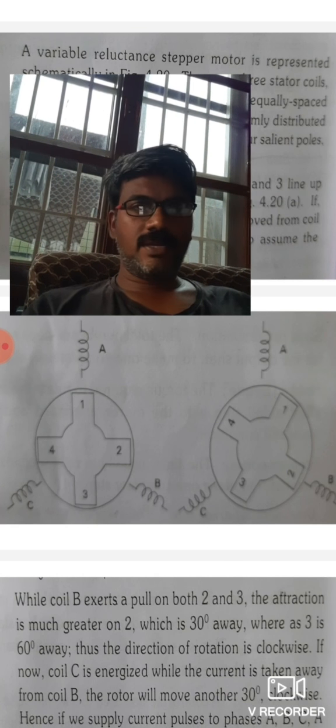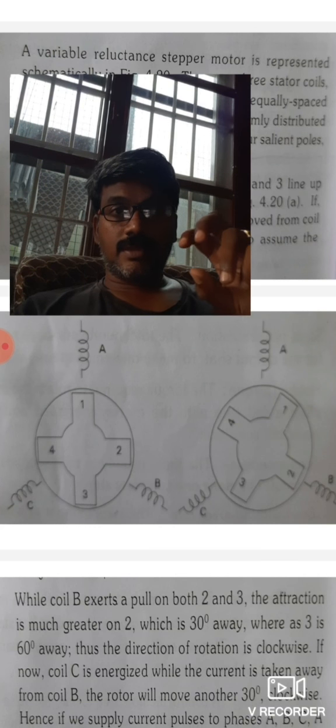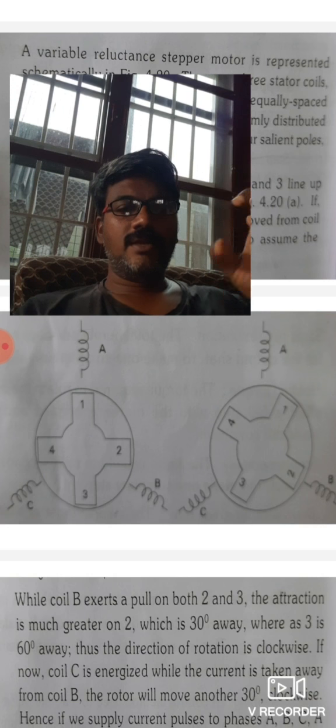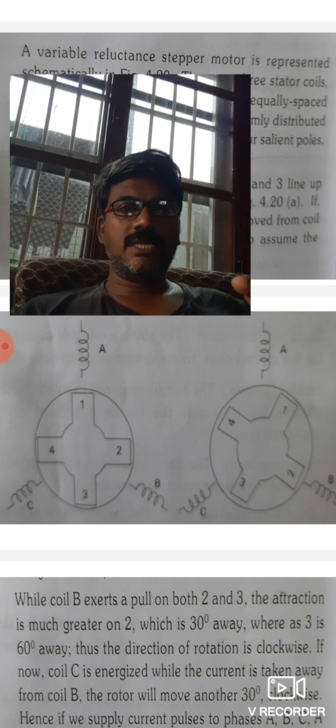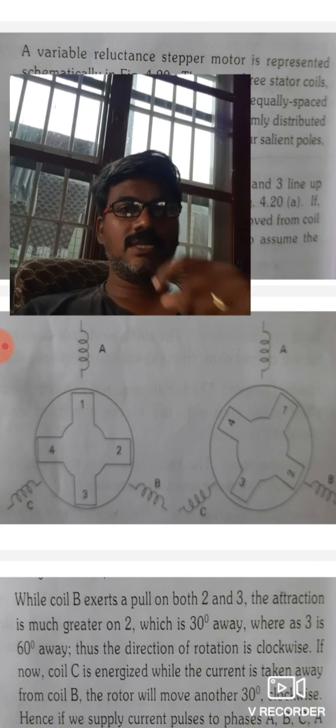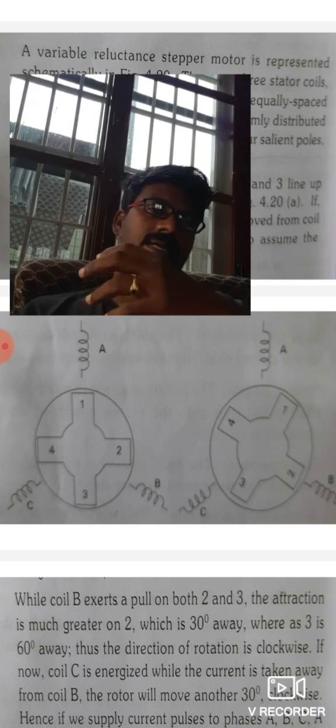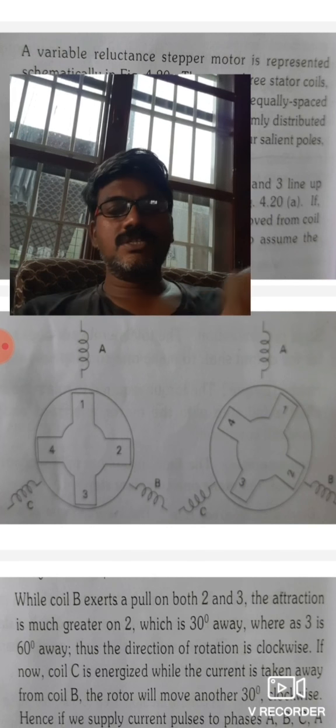Right? Very nice. For one pulse, it rotates 30 degrees. For 3 pulses, 30 plus 30 plus 30, 90 degrees. Another 3 pulses, 90 degrees. Another 3 pulses, 90 degrees. Another 3 pulses, 90. 4 times 3 is 12.